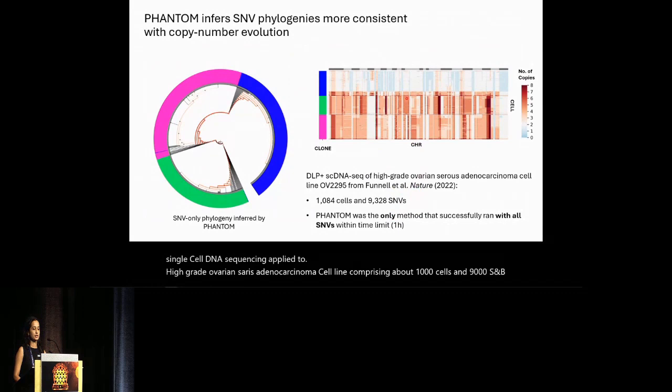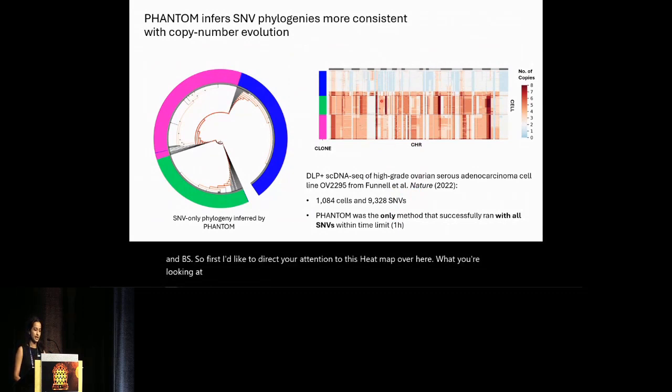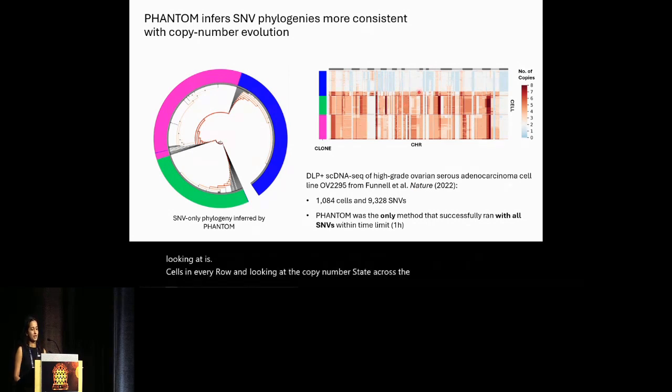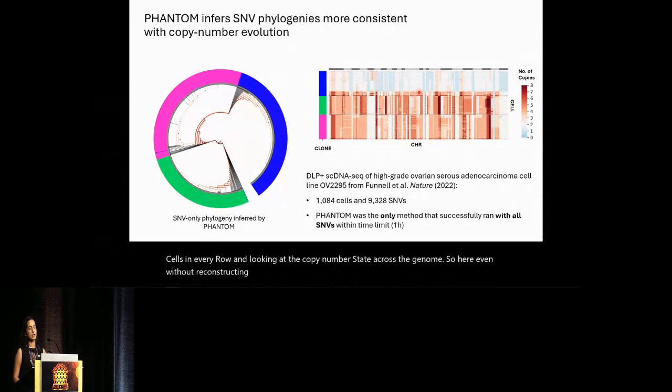So first, I'd like to direct your attention to this heat map over here. What you're looking at is cells in every row and looking at the copy number state across the genome. So here, even without reconstructing the phylogeny, without looking at the SNVs, just considering copy numbers, we can recover these three clear copy number clones, the blue, the green, and the pink. And when we applied our method Phantom to reconstruct the phylogeny using just SNVs, we were able to recover this clear branching structure corresponding to those three copy number clones.